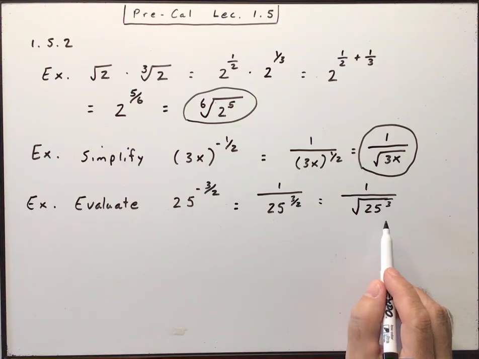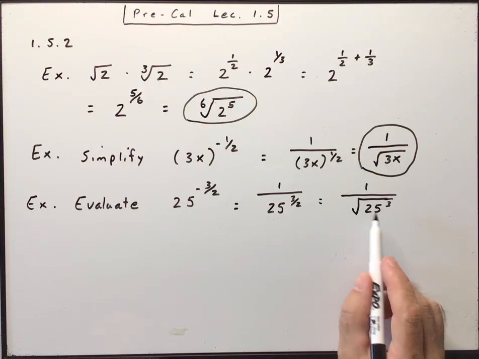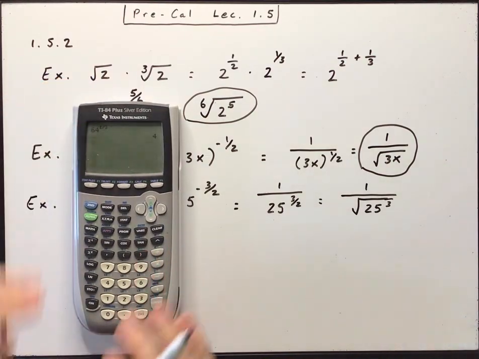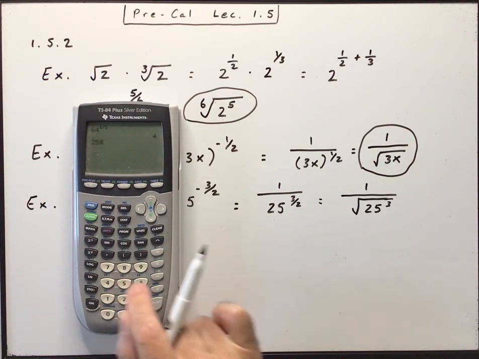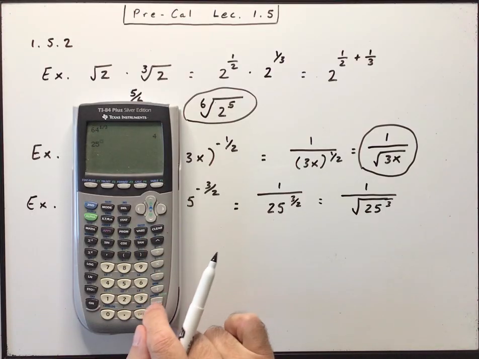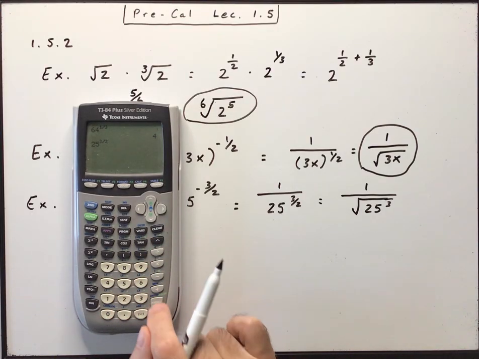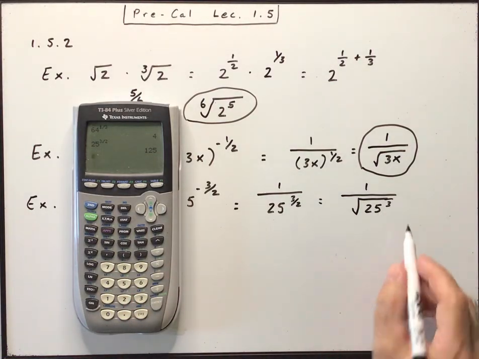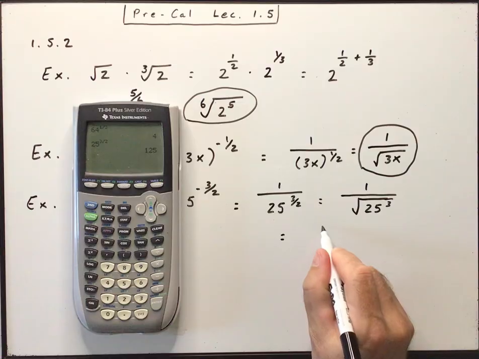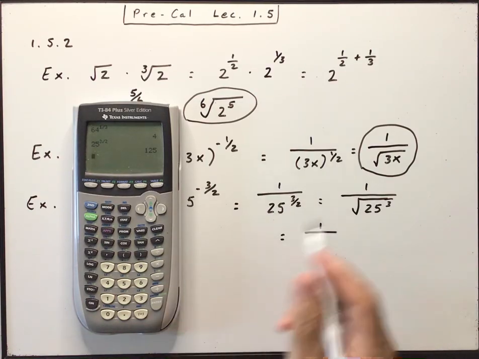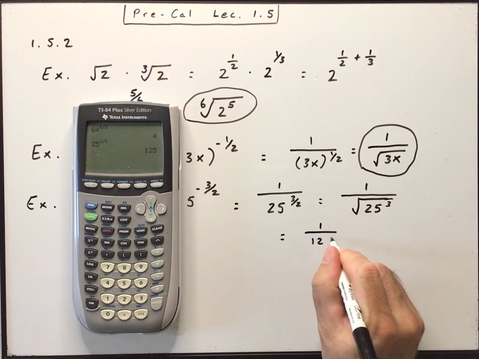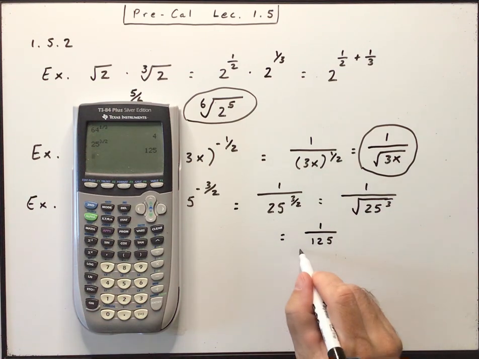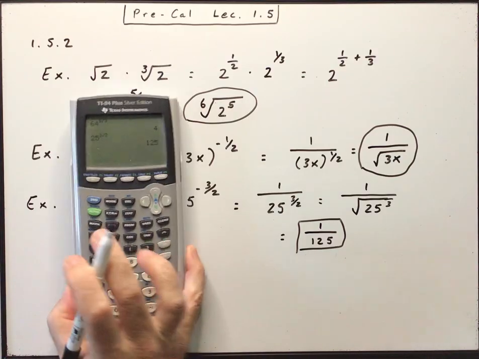Well, you might not know what the square root of 25 cubed is, so we could go ahead and get a little help from our calculator here. 25, I'm going to raise that to the 3/2 power. That's 125. So the square root of 25 cubed is 125. When it says evaluate, we're just trying to get you to get it down to a single number or a fraction in this case. This would be 1 over 125.